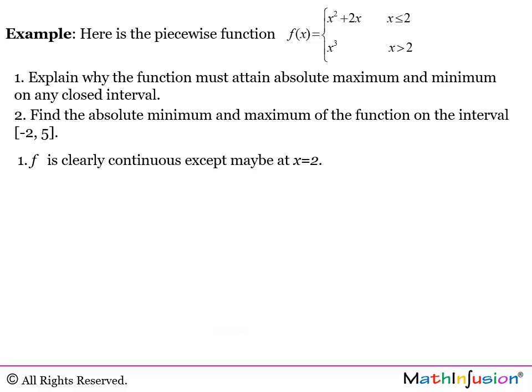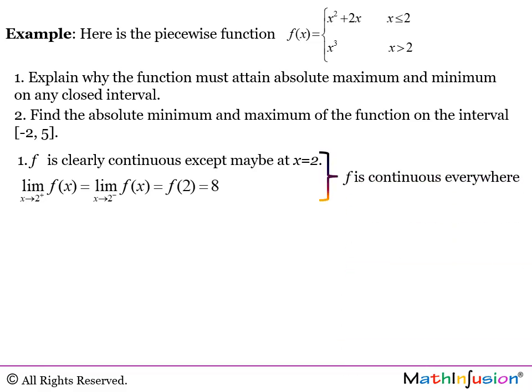1. Pretty clear. f is continuous, except maybe at x equals 2. Each one of the pieces of the piecewise function f(x) is just a polynomial which is continuous everywhere. The only suspicious point at which this function may be not continuous is only at the point where x equals 2. So we can check that. The limit from the right is 8. The limit from the left is 8. And f of 2 is 8. So we can conclude that f(x) is continuous everywhere, including x equals 2.